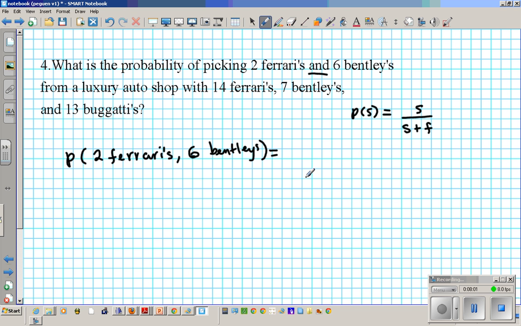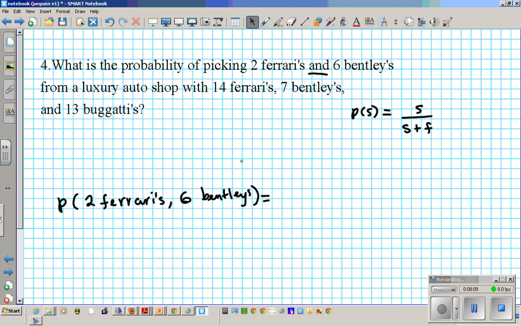is going to be given by the number of ways you can be successful. So how many ways can we be successful? Successful means we're going to be choosing just Ferraris. So how many Ferraris are there? There are 14. So out of the 14, if I choose 2 Ferraris out of just pure 14 Ferraris, I'm guaranteed to be successful. And for the Bentleys, how many Bentleys in all? 7. If I'm choosing just 6 out of the 7, I'm also guaranteed to be successful.